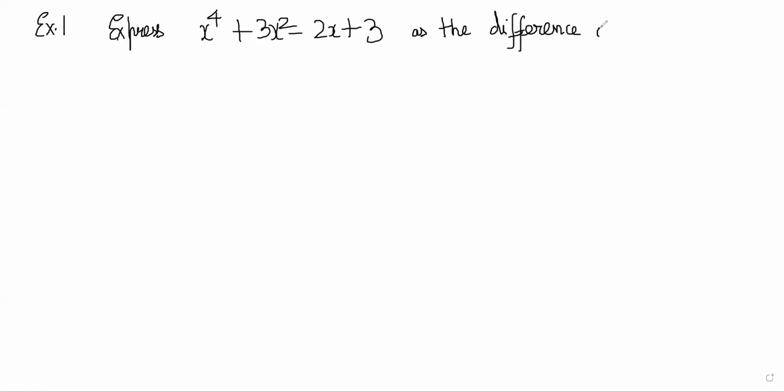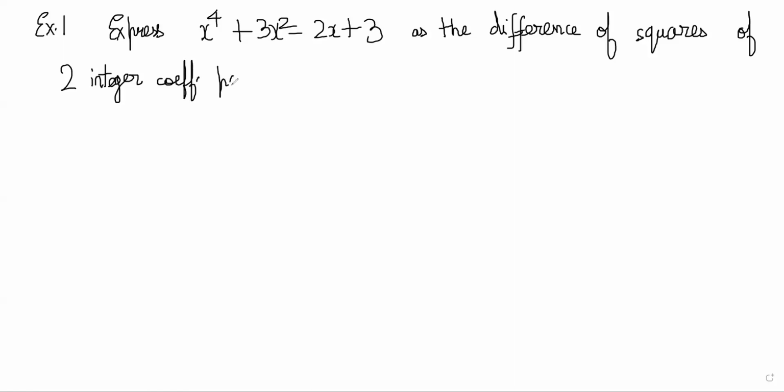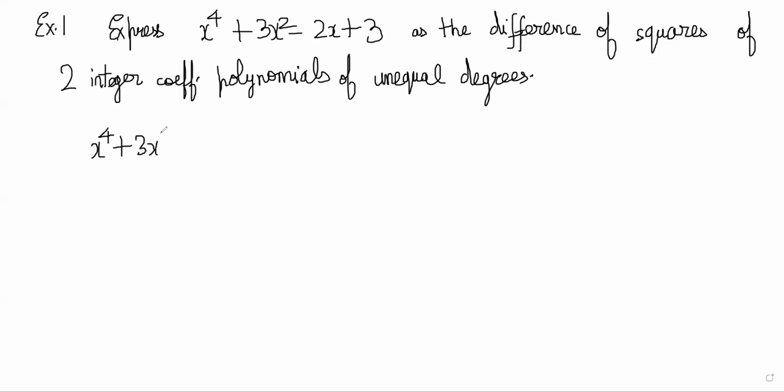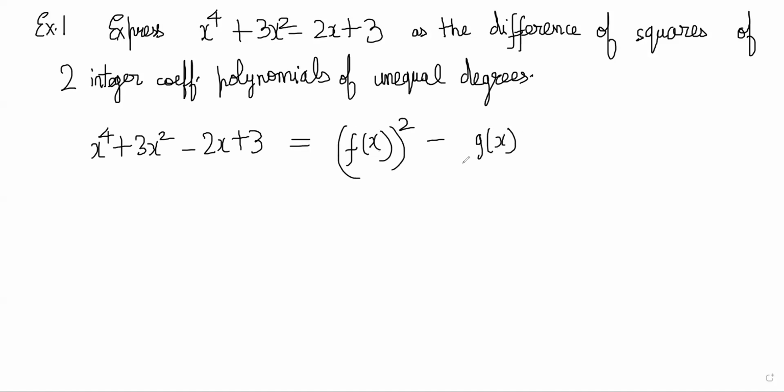So the first question is this: express x power 4 plus 3x squared minus 2x plus 3 as the difference of squares of two integer coefficient polynomials of unequal degrees. So the question is to write this as a difference of two polynomial squares, but the polynomials should have unequal degrees. So basically you have to write it like this: x⁴ + 3x² − 2x + 3 is equal to f of x square minus g of x square.